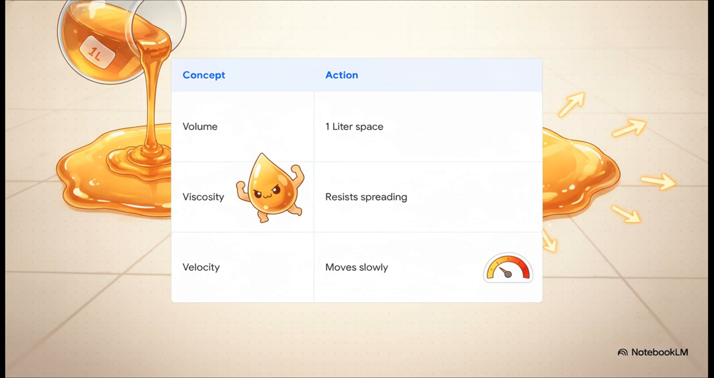Because that super high viscosity is holding it back, as it slowly creeps across your kitchen tiles, its velocity, its speed pushing outward in every direction, is incredibly low. It moves forward very, very slowly. So in one simple, admittedly annoying spill, you are witnessing volume, viscosity, and velocity all working together simultaneously.